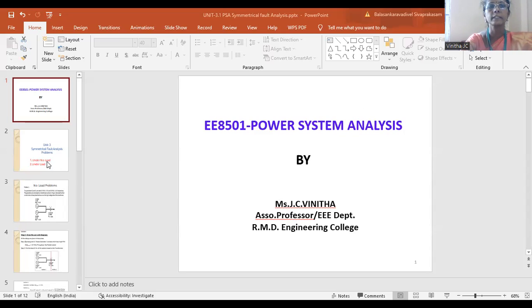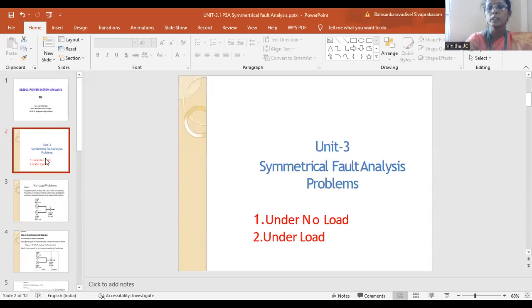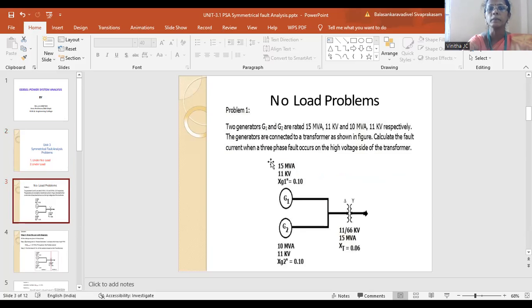Today, I'm going to discuss symmetrical fault analysis in power system analysis. We all know that faults can be classified into two types: symmetrical fault as well as unsymmetrical fault. So today, I'm going to discuss symmetrical fault analysis problems. These problems can be analyzed under two conditions. One is no load condition, another one is loaded condition. Now let us move on to the problem.